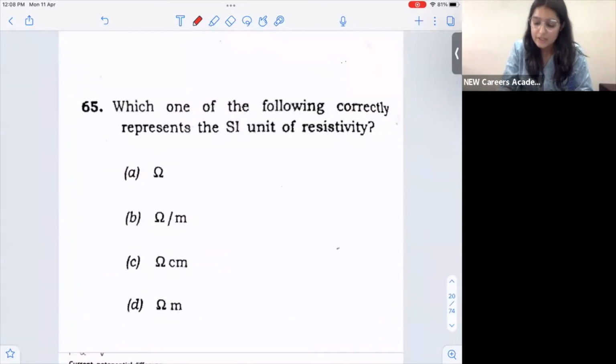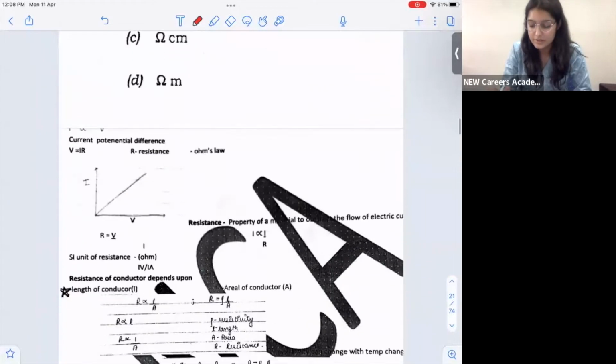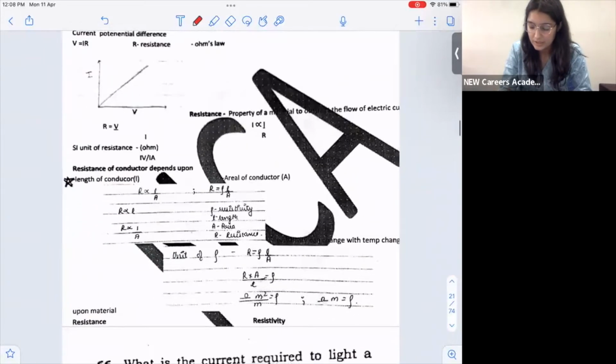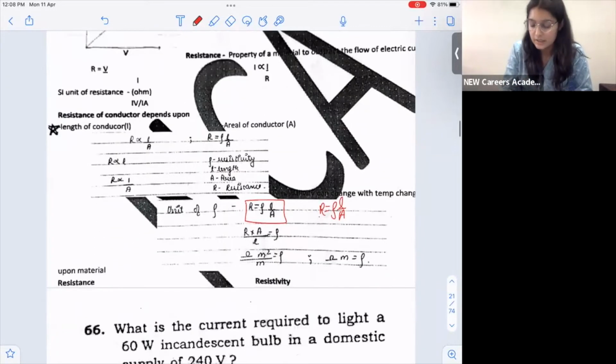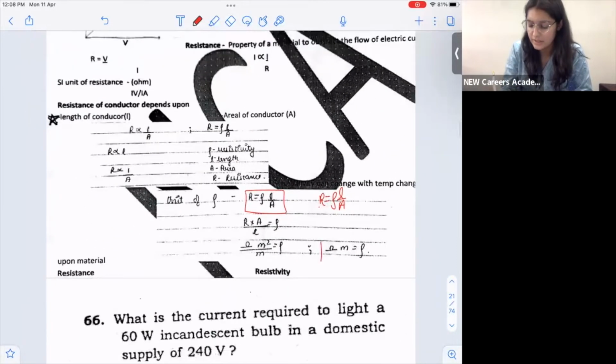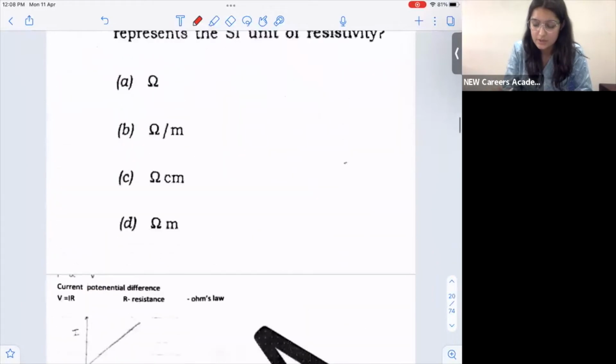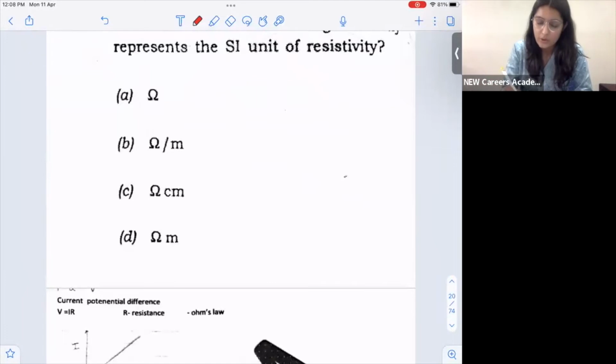Which one of the following represents the SI unit of resistivity? Resistance R is equal to resistivity times L by A. Solving this, we get the unit of resistivity, which is ohm meter. So the answer is, again a direct question, ohm meter, option D.